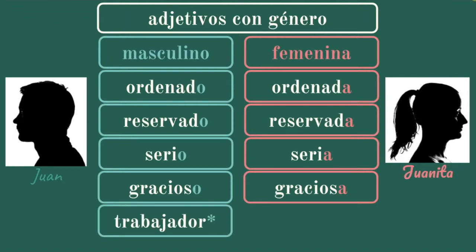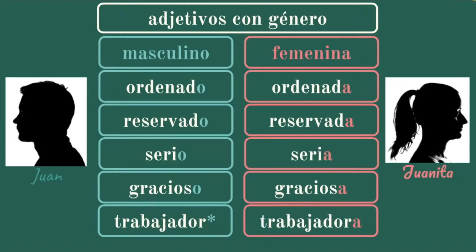I have an asterisk there because there's nothing in that space. It's not trabajadoro, okay? It's just trabajador, okay? But the feminine version becomes trabajadora, okay? When you write the word trabajador, you do not need to write an asterisk. That's just me pointing out that there's nothing in that space, but it is masculine. So those are the adjectives that have gender.